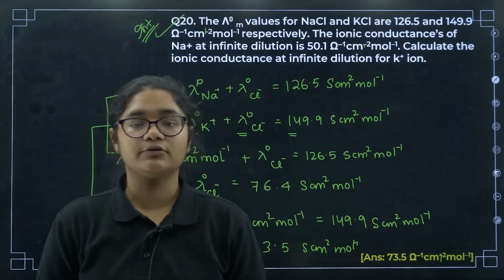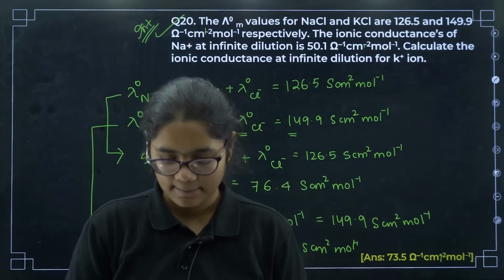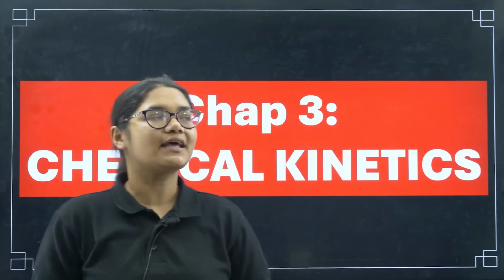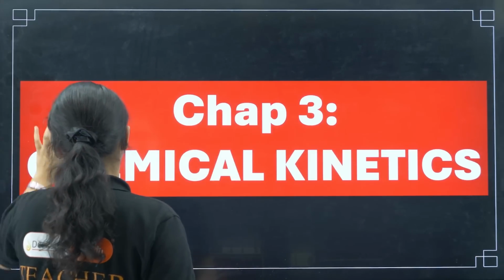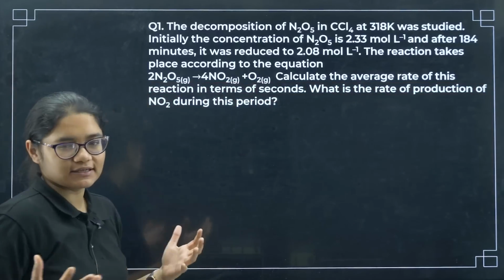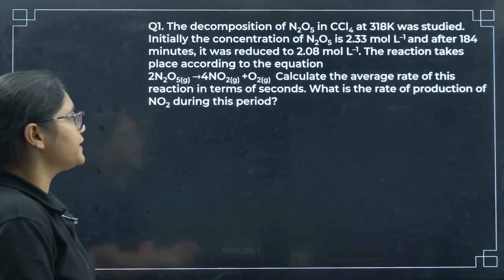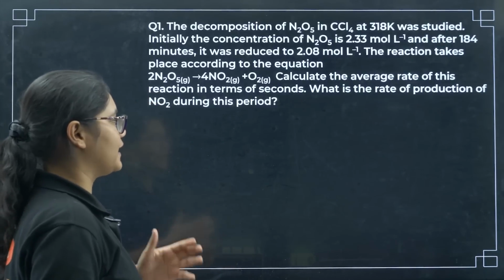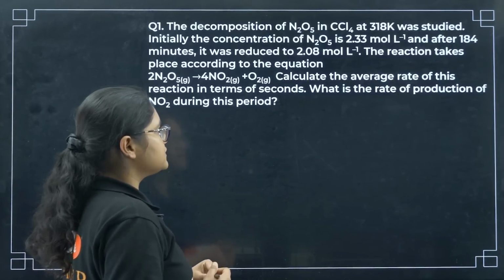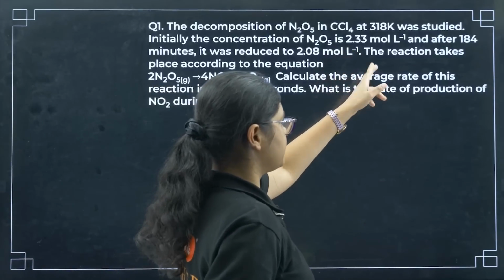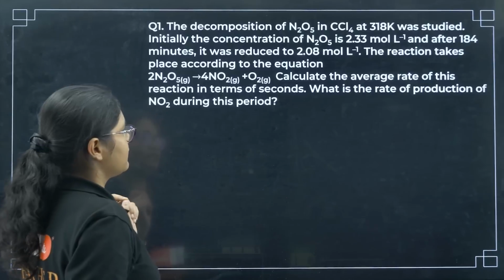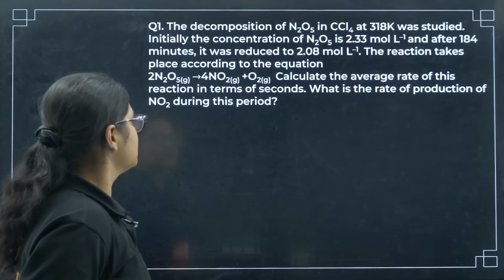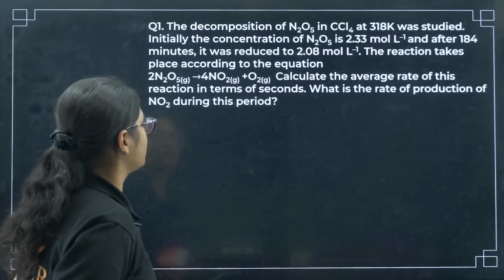Now we will be proceeding to the questions of chemical kinetics. So students, now we will move towards the next chapter, that is chemical kinetics, and we will solve the questions from chemical kinetics. Here some basic formulas are there and the questions are very easy. The decomposition of N2O5 in CCl4 at 318 Kelvin was studied. Initially the concentration of N2O5 is 2.33 mole liter inverse, and after 184 minutes it was reduced to 2.08 mole liter inverse. The reaction takes place according to the following equation.